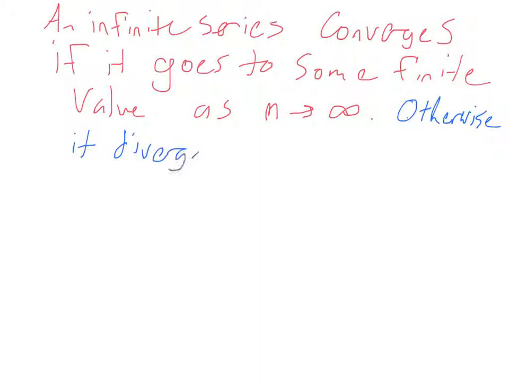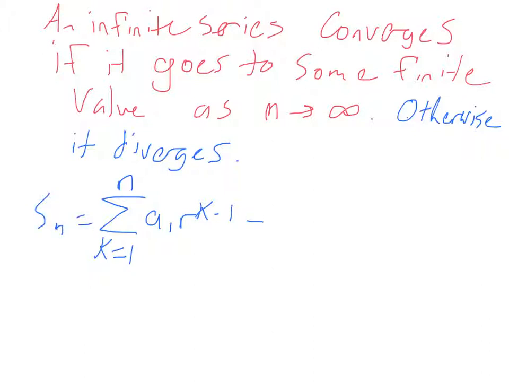In the case of a finite geometric series, which would be notated like this, the sum from k equals 1 to n, as opposed to infinity, of a sub 1 times r to the k minus 1, we'll call this s sub n. We know the other day we derived a formula for what that sum actually was: a sub 1 times 1 minus r to the n over 1 minus r.